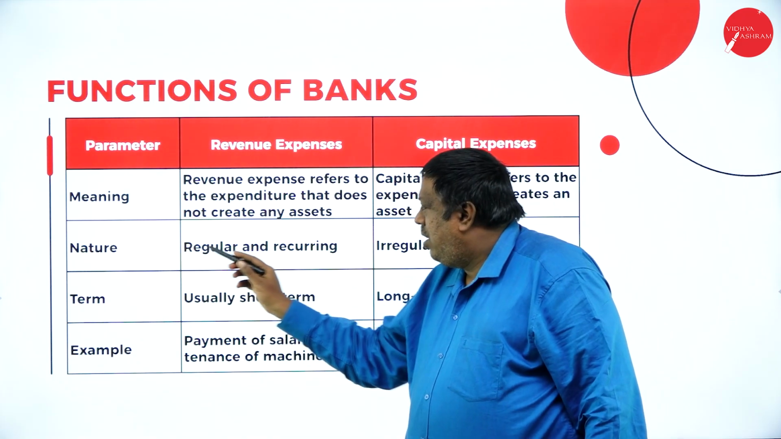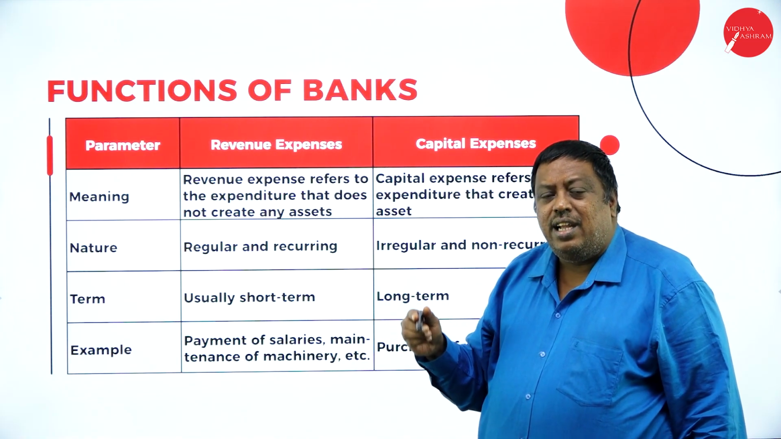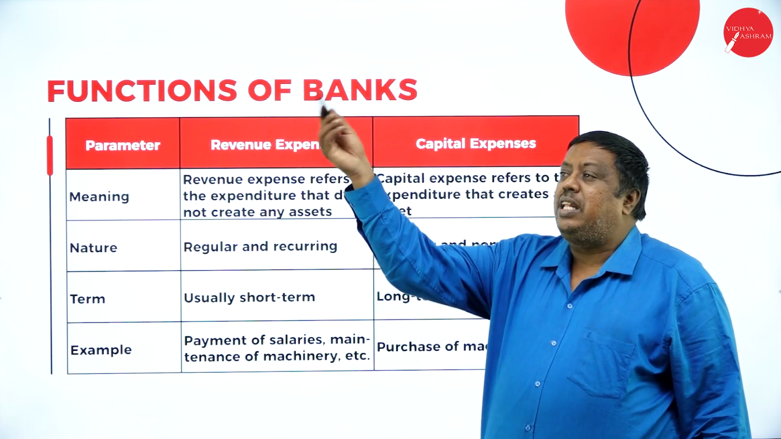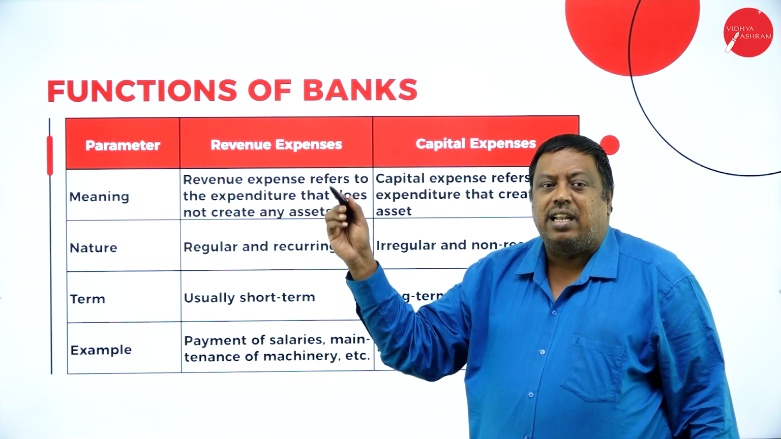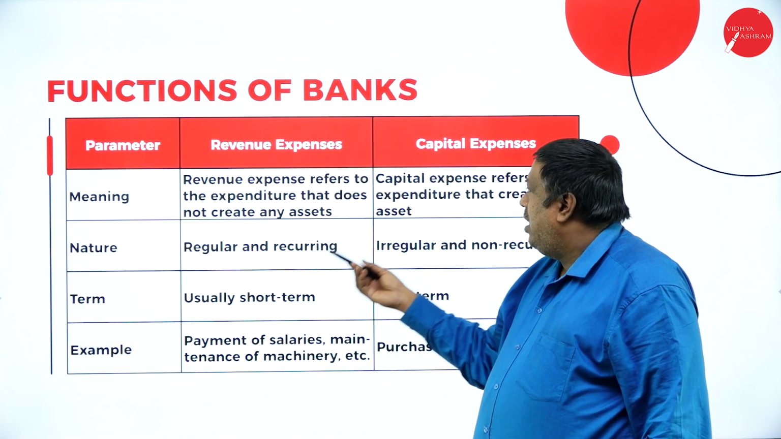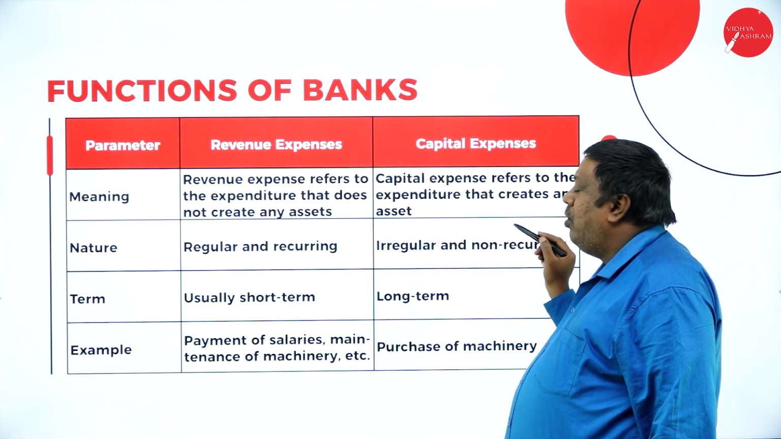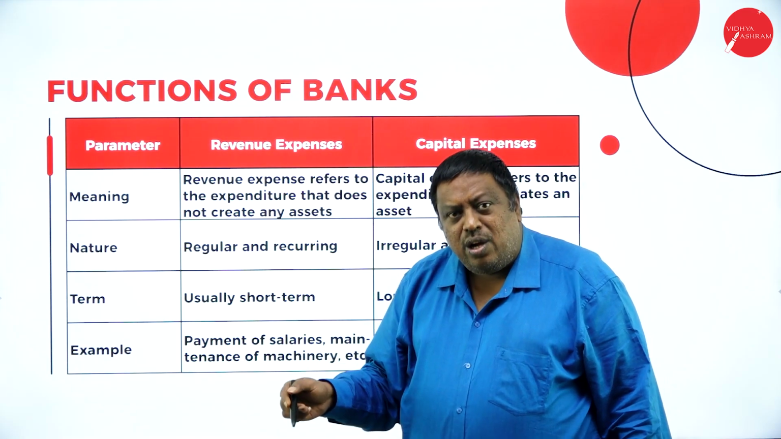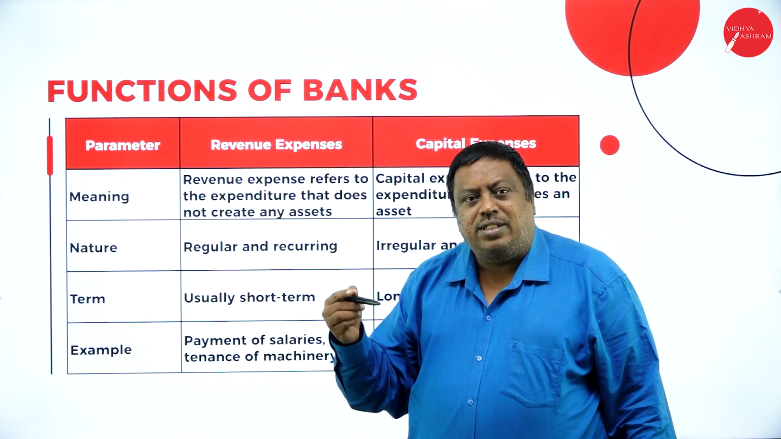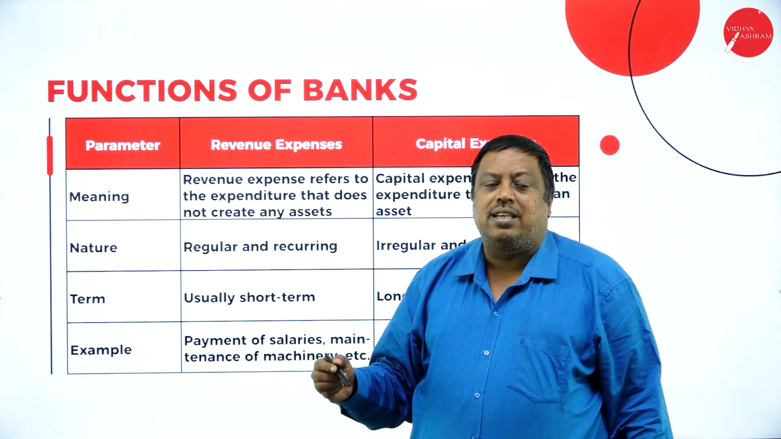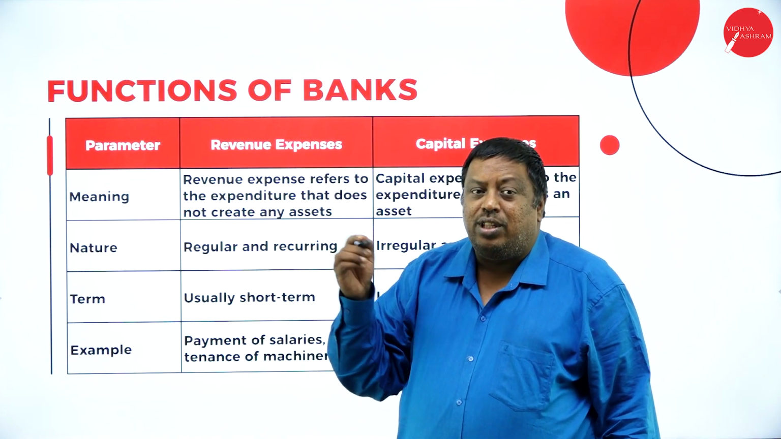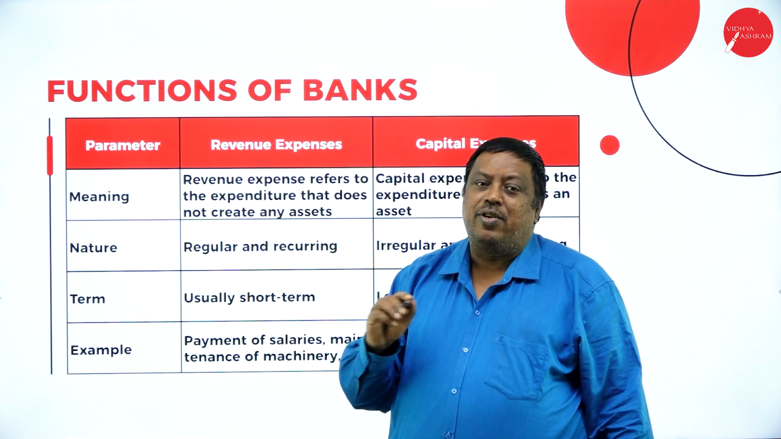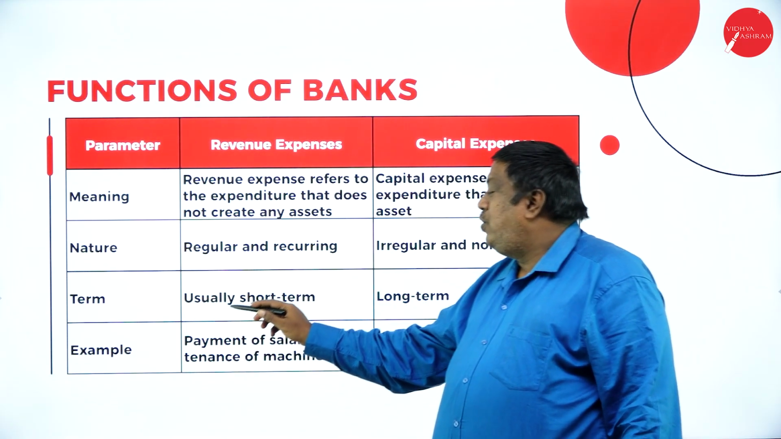Next one, nature: regular and recurring. They're saying that it is going to happen regularly, continuously. Every month I have to pay the current bill. Every month I have to pay the salary. So that is why it's called regular and recurring. Capital expenses are irregular and non-recurring. When I purchase a land or a building, I'm not going to purchase every day or every month. We are going to purchase once in the lifetime of the business. And if I want to invest in that, we call it additional capital expenditure, and it is not a revenue expenditure.